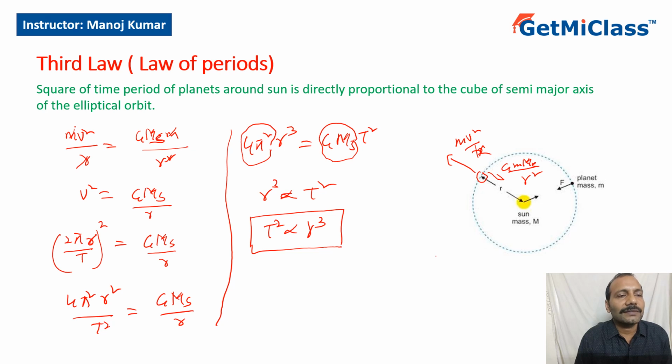And one of the consequences of this is what? That a planet moves faster when it is closer to the Sun than when it is away from the Sun. And this is an outcome of conservation of angular momentum. And finally, the third law, or the law of periods, says that the square of the time period of planets around the Sun is directly proportional to the cube of the semi-major axis.